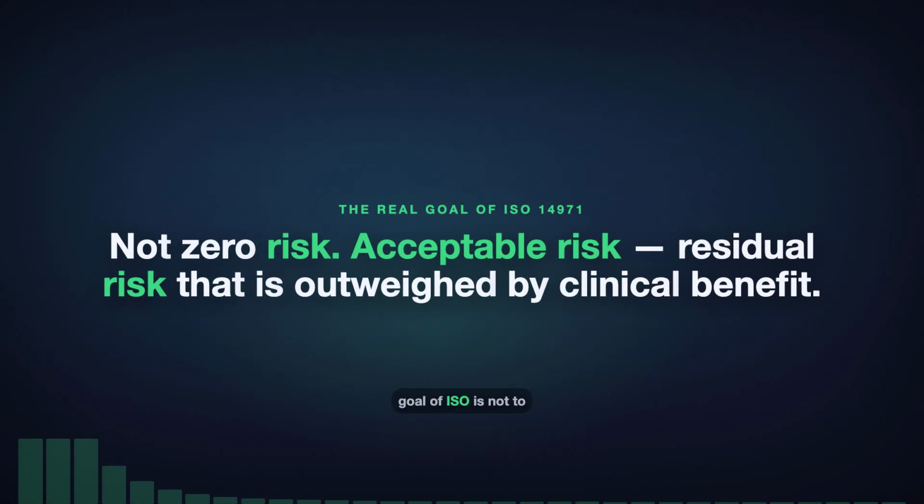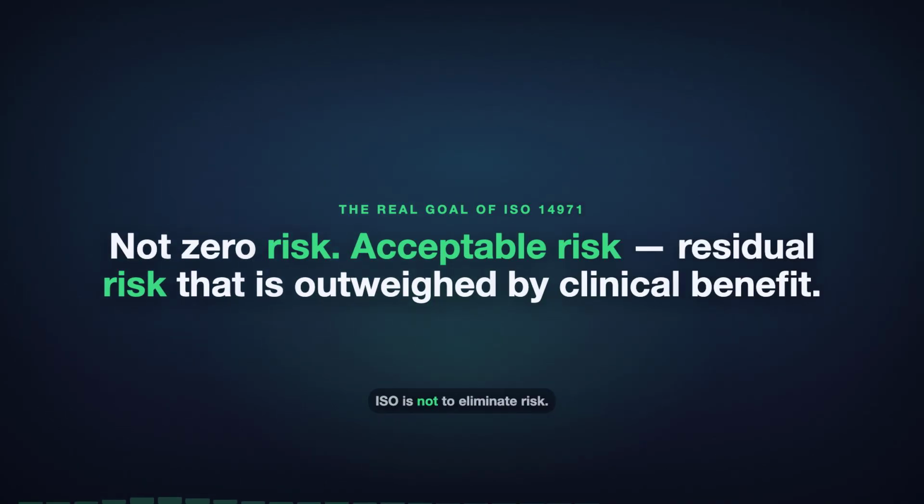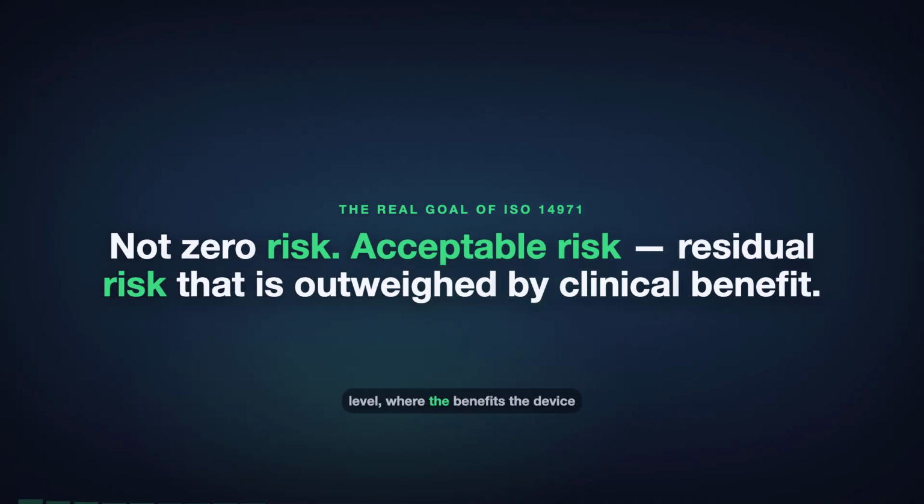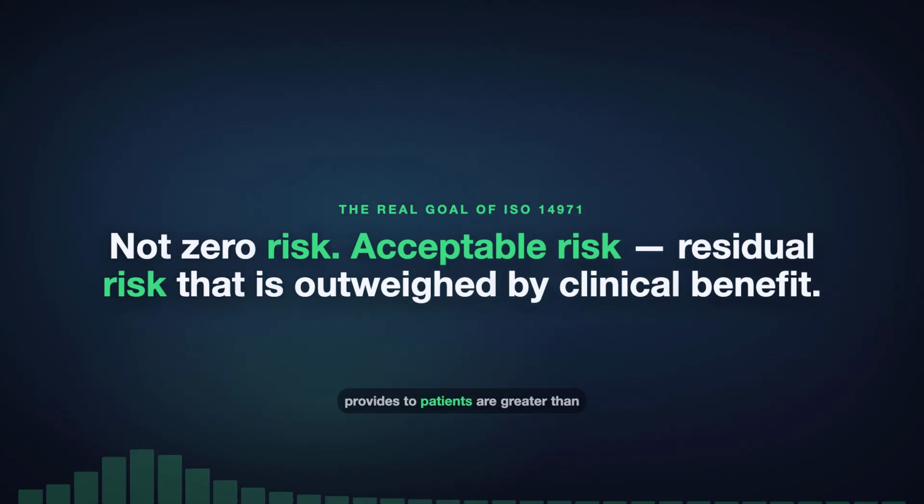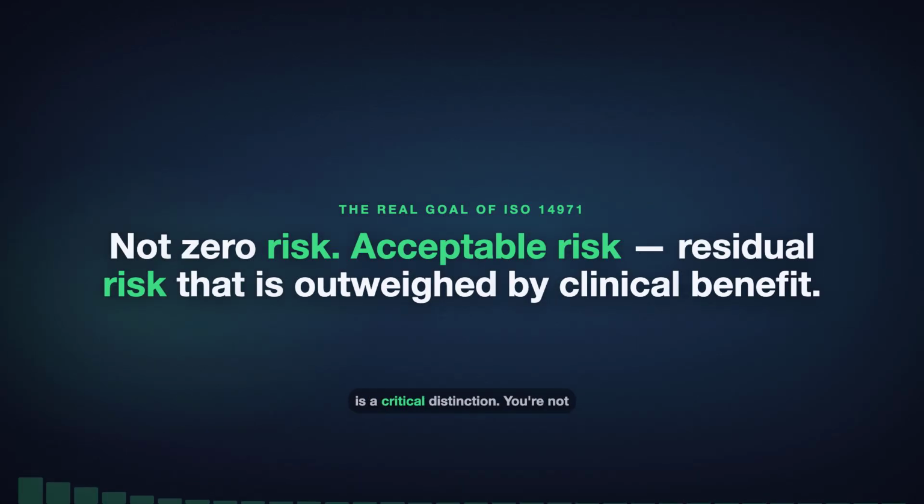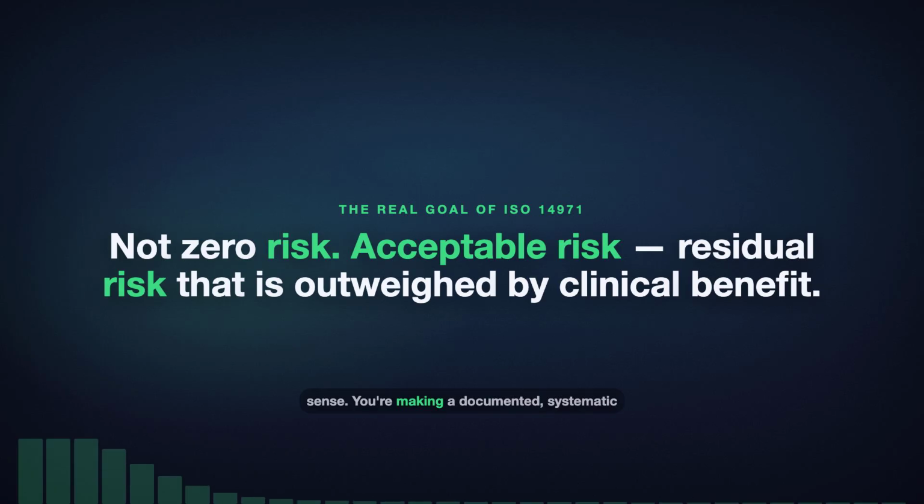The goal of ISO 14971 is not to eliminate risk. The goal is to reduce risk to an acceptable level where the benefits the device provides to patients are greater than the residual risks that remain after you've done everything reasonable to control them. This is a critical distinction. You're not trying to prove your device is safe in some absolute sense. You're making a documented, systematic case.